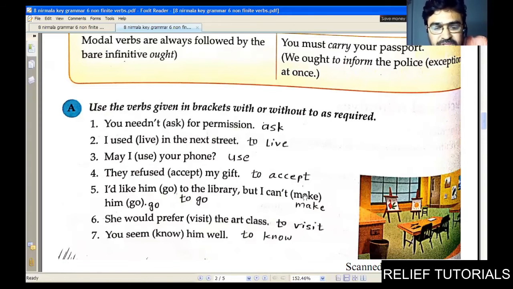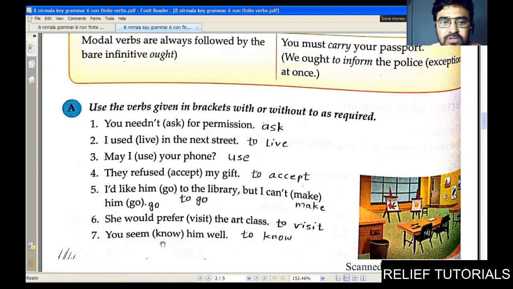Would again comes as a modal auxiliary followed by a bare infinitive. She would prefer visit the art class. Sorry, she would prefer to visit the art class. That shows prefer is the main verb after would, and visit shows the purpose, a full infinitive. You seem to know. That is working here as a gerund, the object of the verb seem. So it's in full infinitive form.